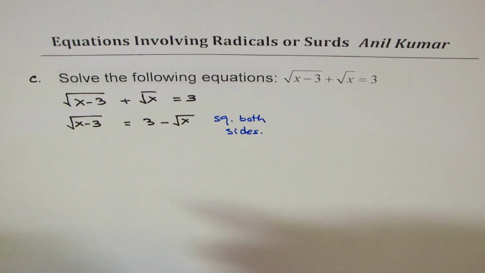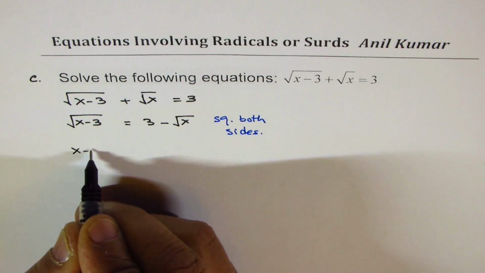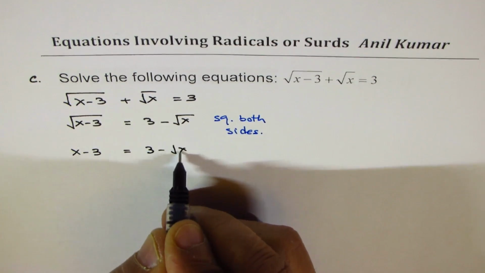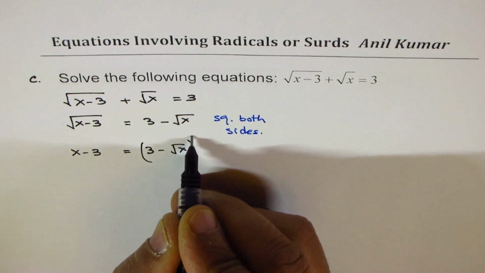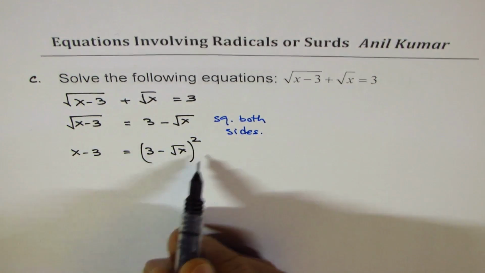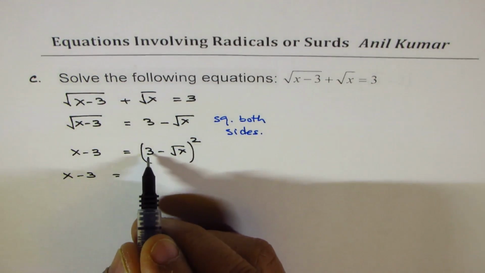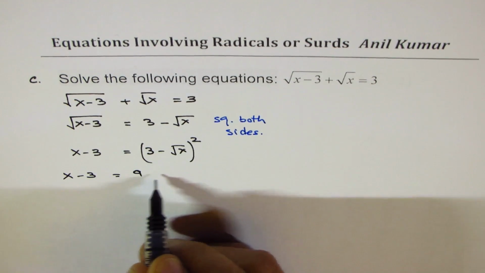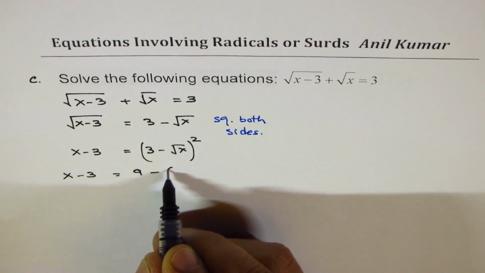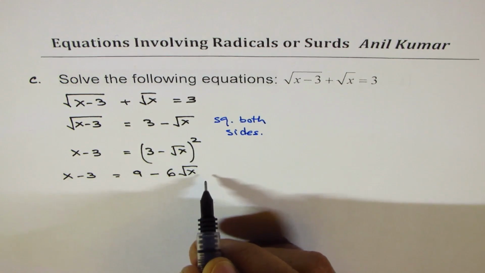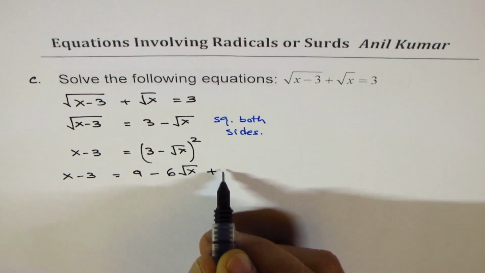So when you square, you will get x minus 3 here, and on the right side we get (3 minus square root x) whole square. Now this could be expanded, correct? So we have x minus 3 equals 3 square, which is 9, minus 2ab, which is 6 square root x, plus square root of x squared, which is equal to x, right?